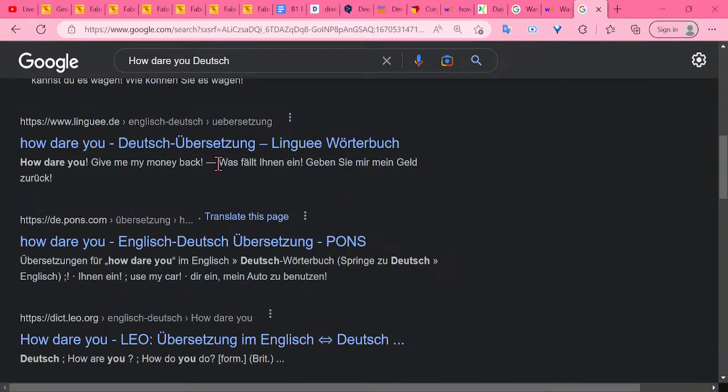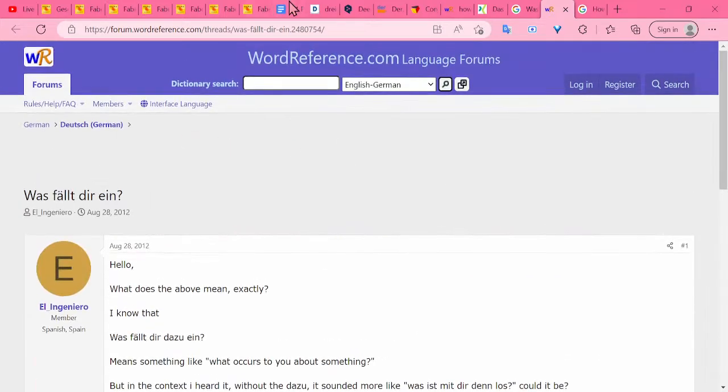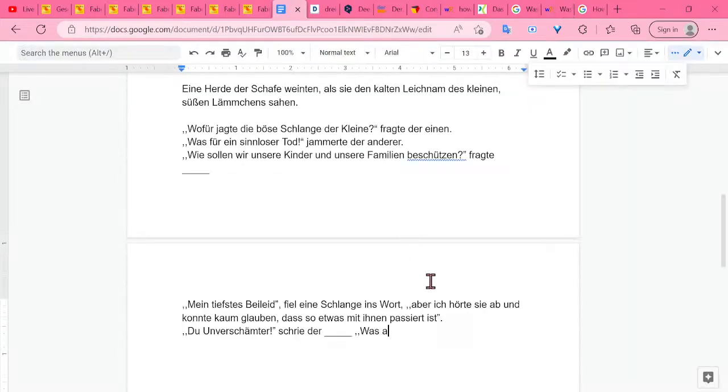Was fehlt Ihnen ein? Yeah, I think was fehlt Ihnen ein is far more common. Was fehlt dir ein? Was fehlt dir ein? Du Unverschämter, was fällt dir ein, dass du hier so. And since it's a dialogue, I'm gonna use the past perfect form of du, dich, entschieden.